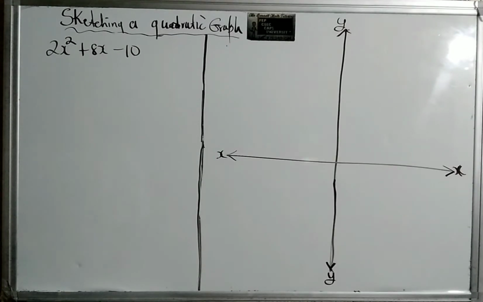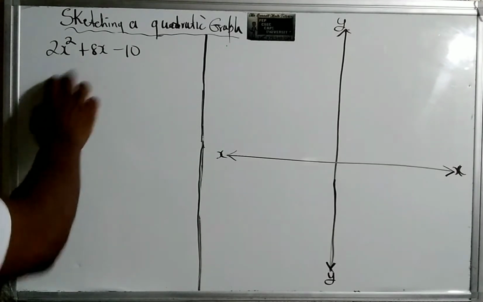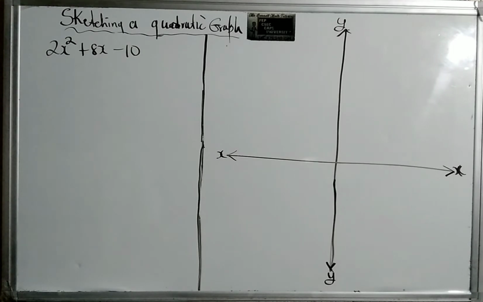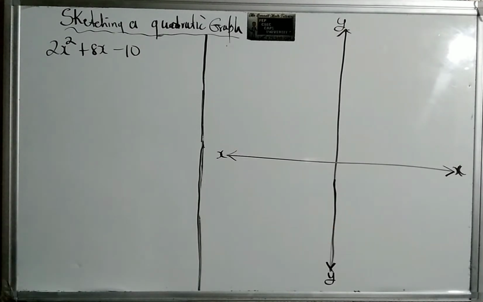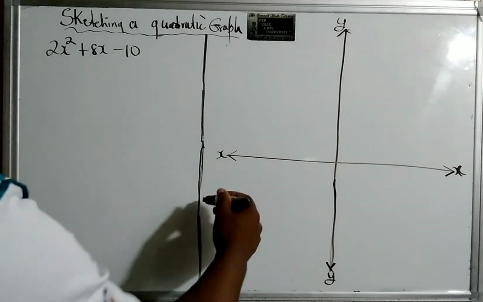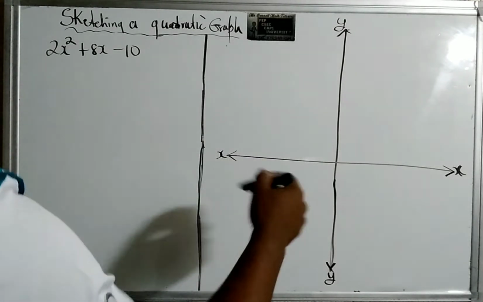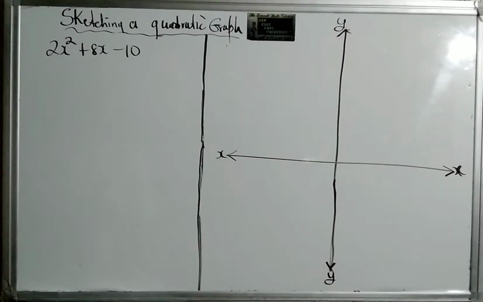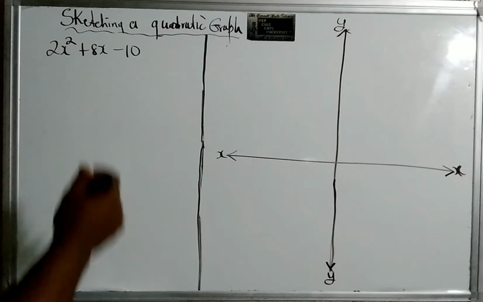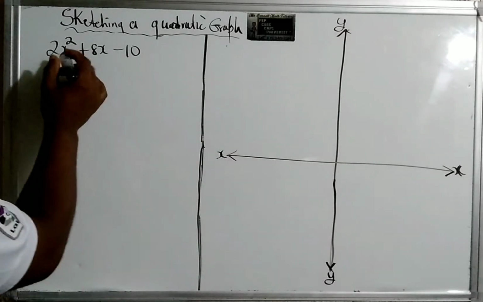So the first thing we need to know is the y-intercept, where we cut the y-axis. We need to know the orientation of the graph, whether the graph is curved up or curved down. We need to know where it touches the x-axis, and that is known as the roots. So let us find out the minimum turning point also.